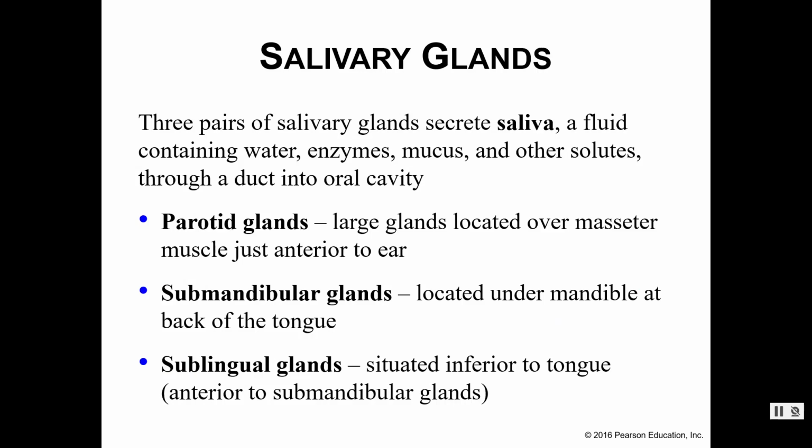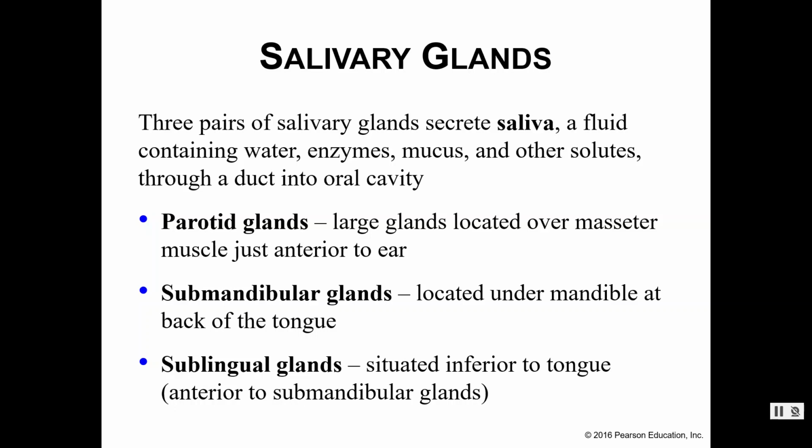Now, salivary glands. You have 3 pairs of salivary glands. It will not shock you to learn that your salivary glands secrete saliva. We'll talk about the composition of saliva here in a second, but briefly, we've got water, enzymes, mucus, solutes, all kinds of good stuff. The 3 sets are your parotid glands, your submandibular glands, and your sublingual glands.